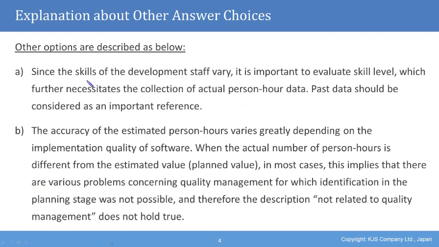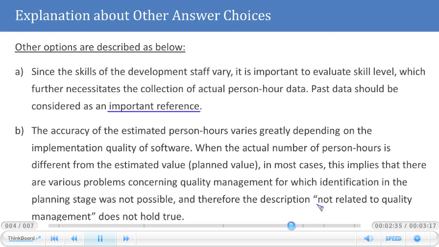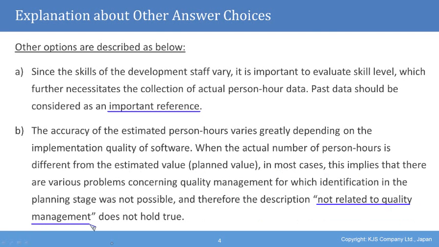Option A, the skills of the development staff vary, so it's important to evaluate skill level, which further necessitates the collection of an actual person-hour data. Past data should be considered as an important reference. B. The accuracy of the estimated person hours varies greatly depending on the implementation quality of software. When the actual number of person hours is different from the estimated value or the planned value, in most cases this implies that there are various problems concerning quality management for which identification in the planning stage was not possible, and therefore the description not related to quality management does not hold true.